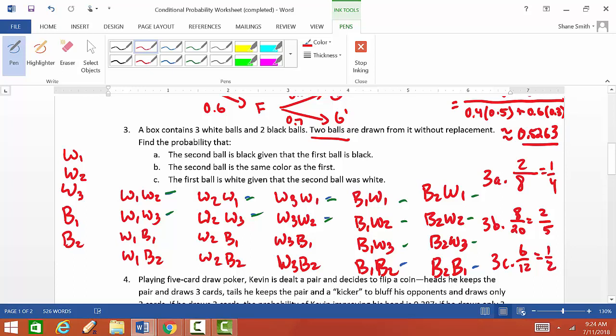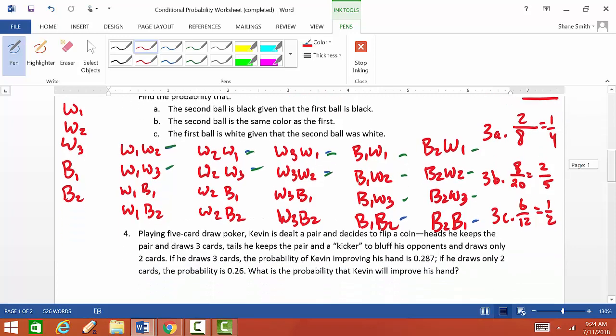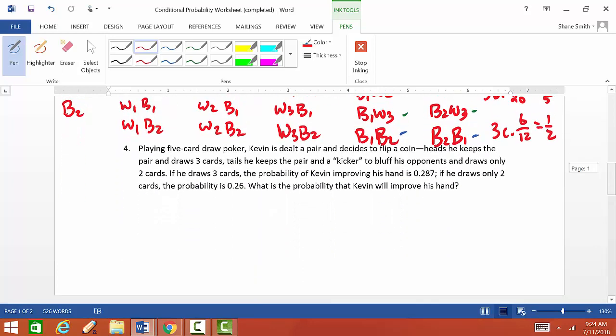So you could use a tree diagram with this, and I'm not going to go through that solution, but if you just write out the sample space and look at it and think about what the possibilities are, I think it's easier to do it that way, even though it's a little bit more upfront work.